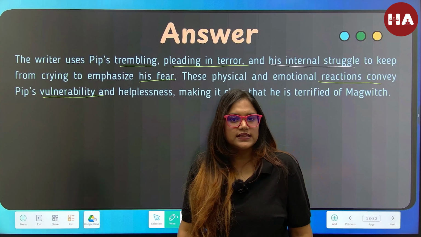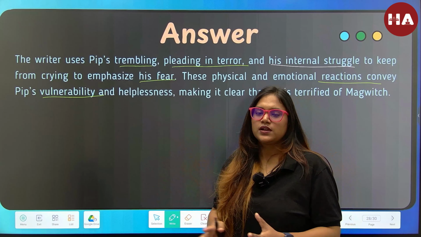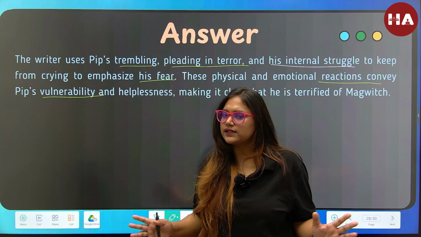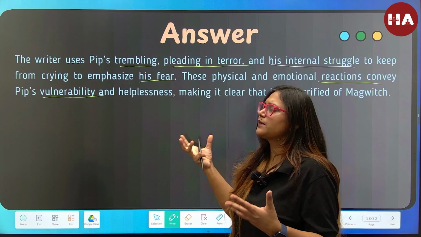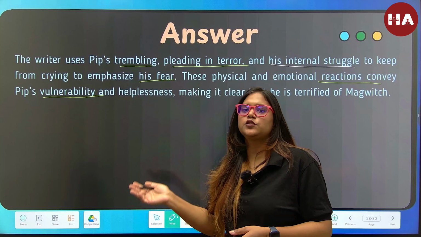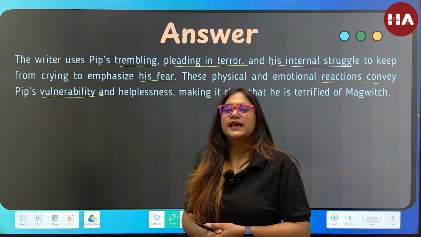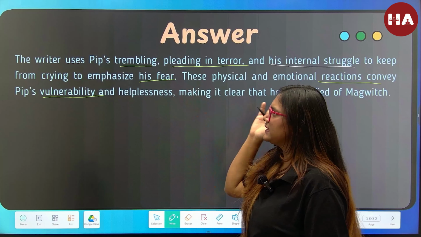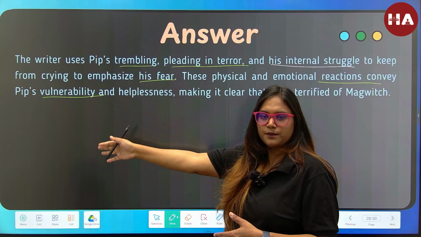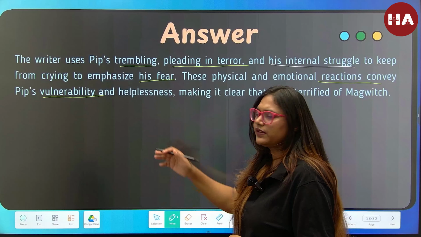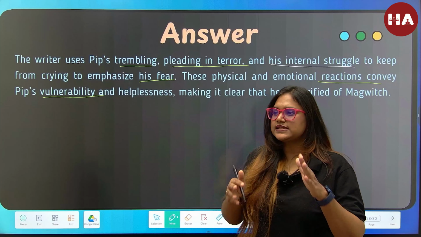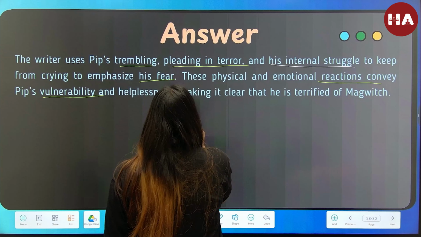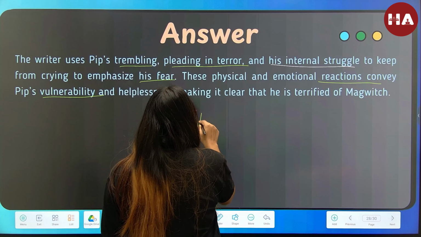I hope this answer comprises all the things and phrases that the writer has used. This is just a summarized form. The same answer you could have written in 60 to 80 words as well. Although the answer shown here by me is short, it's covering all the aspects of the writer's effect. So this is how we analyze writer's effect.